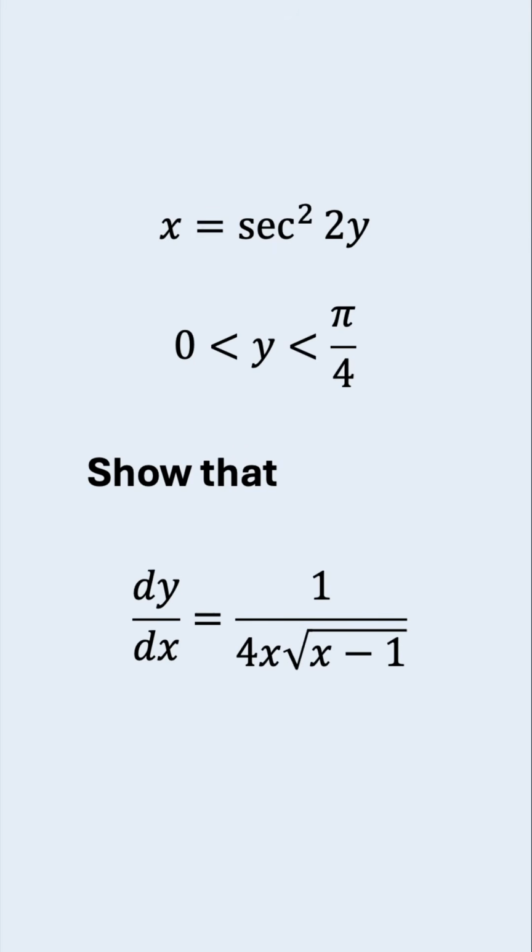Given that x is secant squared of 2y, where y lies in the range 0 to pi over 4, show that dy by dx is the given expression. How can we solve this problem? Let's have a look.